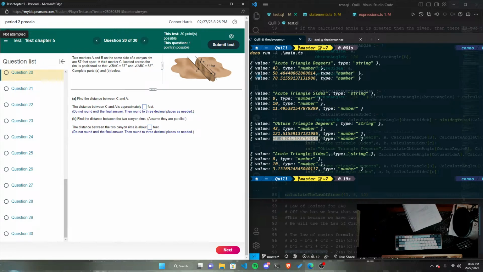Okay, so let's think about this here for a second. It wants us to find the distance between B and C, or no, C to A. We know that the angle of BAC, so this angle here, is 67, and then ABC. Okay, I think we can. Okay, this is actually simpler than I thought it was.